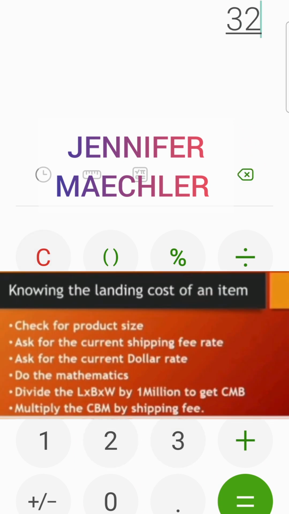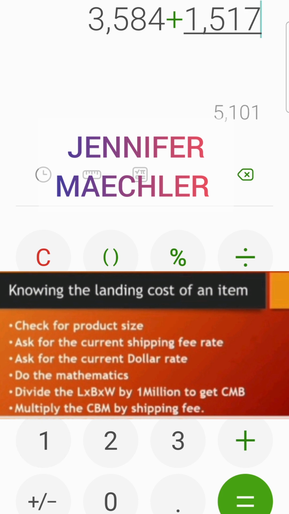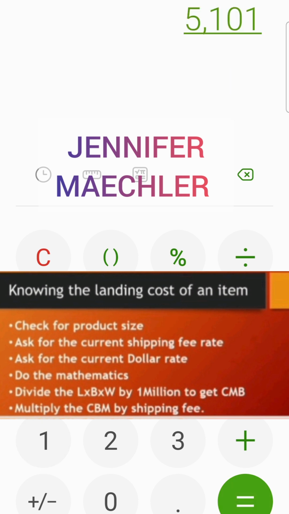So how much will this bag cost us right now? So we're going to say 32. We added 2 yuan on top because of the shipping cost. So we're going to say 32 times the exchange rate of yuan, 112. So this bag is 3,584 naira. So everything together will now be, you now say plus the shipping cost, 1,517. So for this bag to come to Nigeria is a total of 5,101 naira.